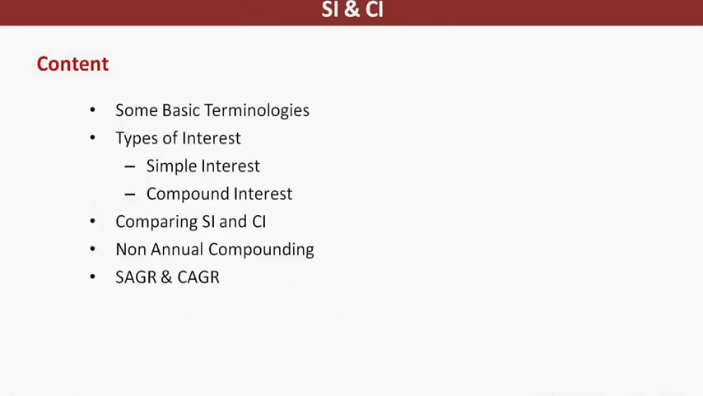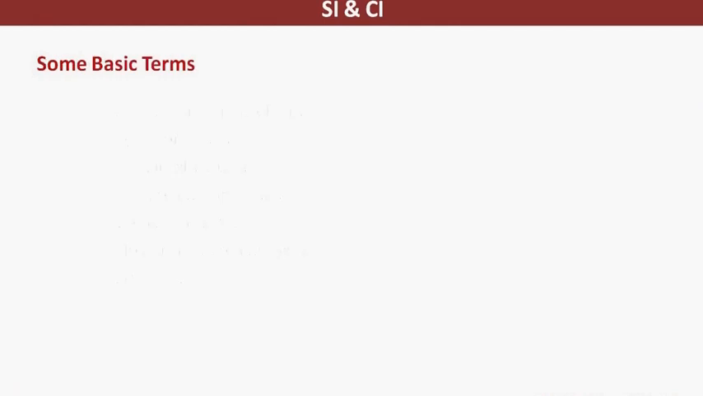Covering the topic of simple interest and of non-annual compounding, and we'll end up with the topic of simple annual growth rate and compounded annual growth rate, also known as SAGR and CAGR. Now let's look at some of the basic terms which are very important to the understanding of simple interest and compound interest. The first one being the principal.